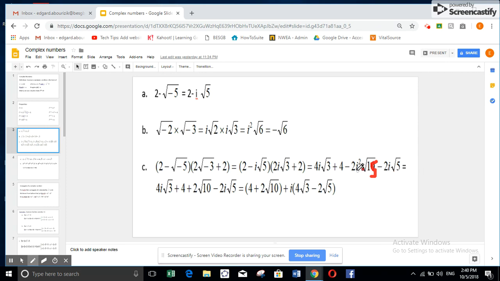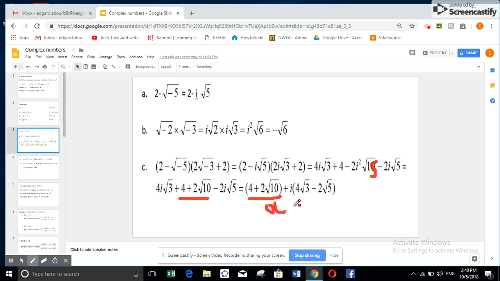But i squared, we all know it's minus 1. We said i squared is minus 1, i cube is minus i, and i power 4 is 1. So that's why we must here have plus 2 radical 15, because minus times minus is a plus. So to write it in the form of z equal a plus ib, we put first of all the terms without i alone. This is the real part. This is a.